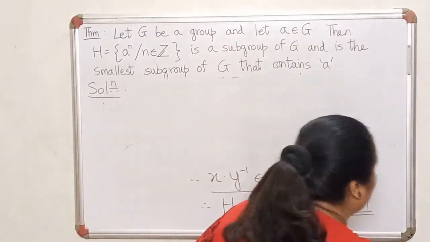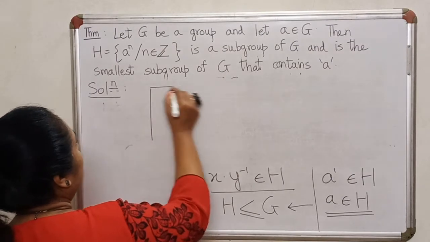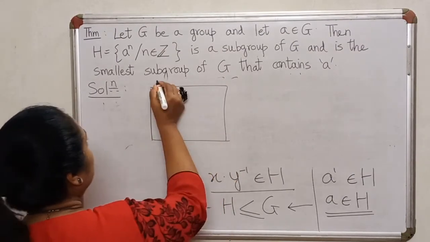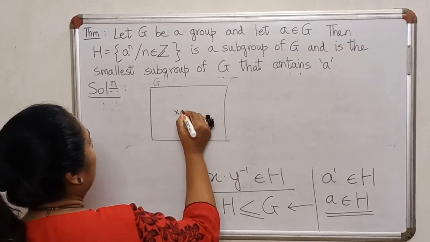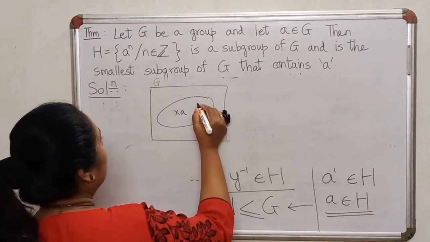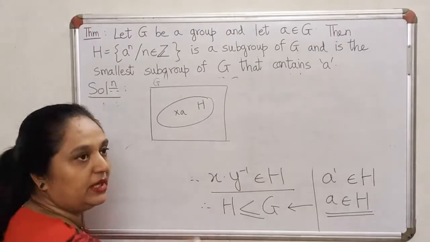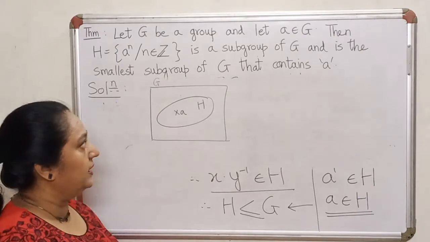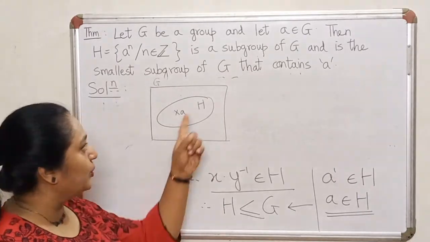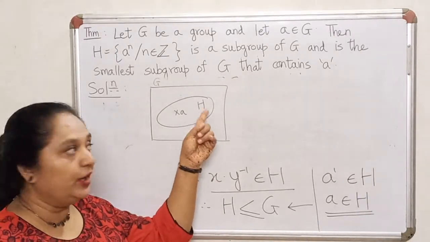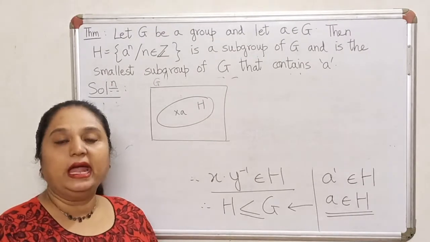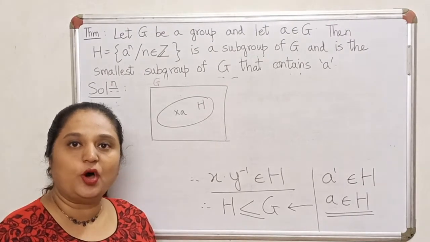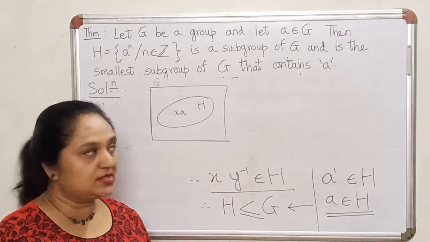So I have a group G. I have an element A. I have taken all possible integral powers of A and constructed this set H. We proved that H is a subgroup. It also contains the element A, and now we wish to prove that it is the smallest such subgroup.